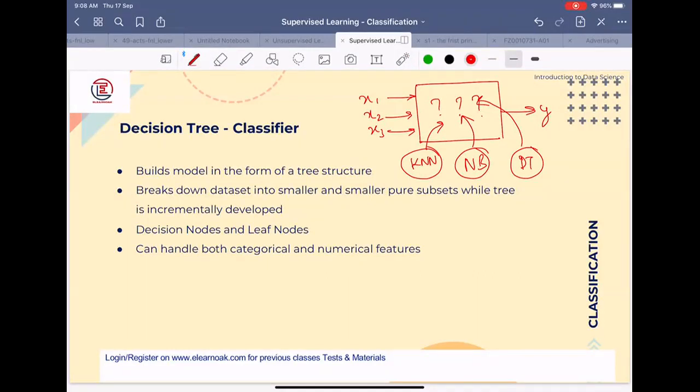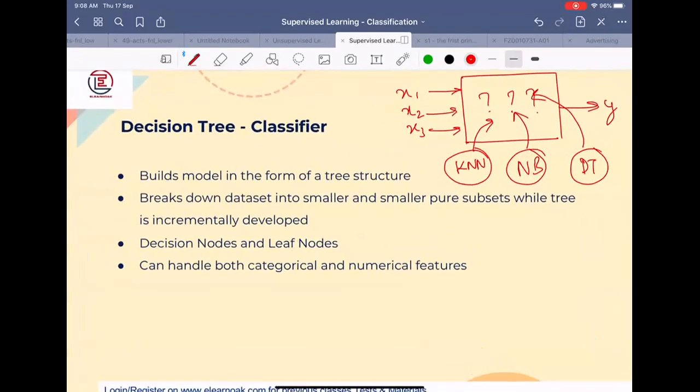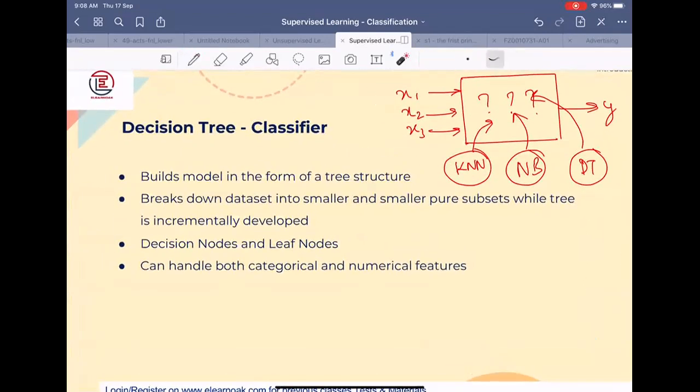Now, when we look at decision trees, a few things as an introduction. A decision tree builds models in the form of a tree structure. In the next slide, I'll show you what a tree structure is and what I mean by it. But a decision tree makes a model in the form of a tree. What it does is break down a data set into smaller and smaller pure subsets, while the tree is incrementally developed.